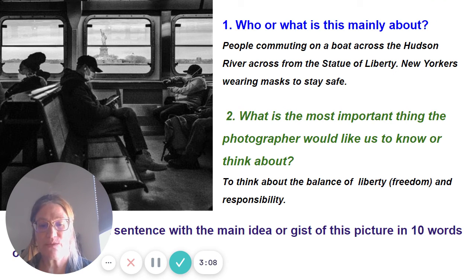And so that's what the photographer might think. And then you might take those pieces of information and write out a gist statement in 10 words or less. And if you're interested in doing that, you can always do that for a little assignment and send it to me.